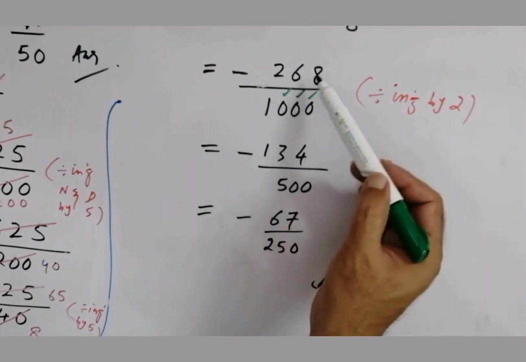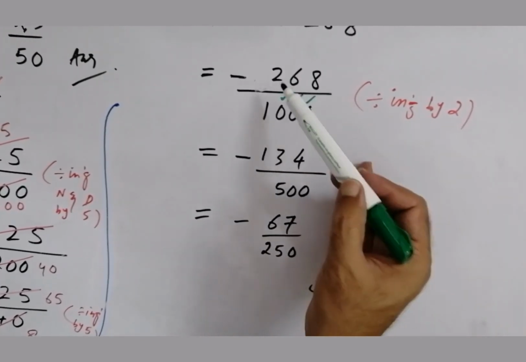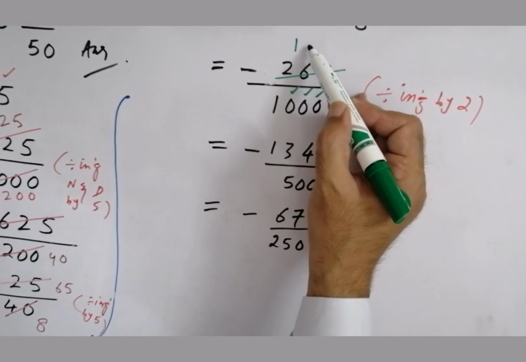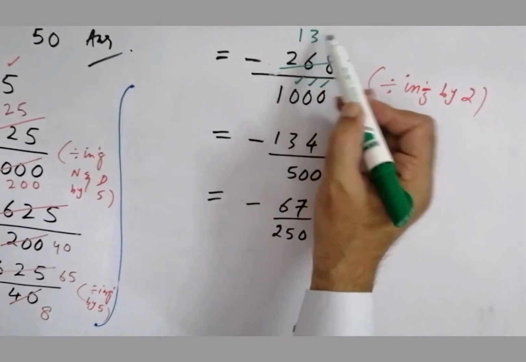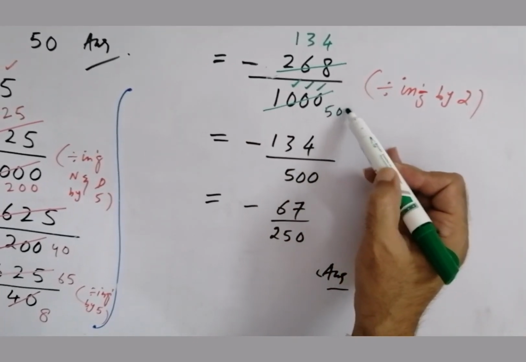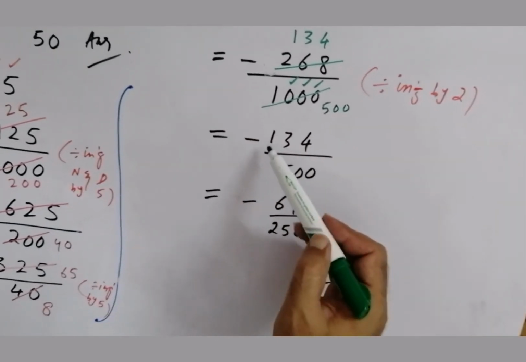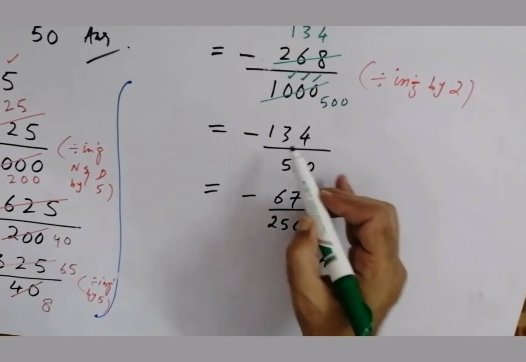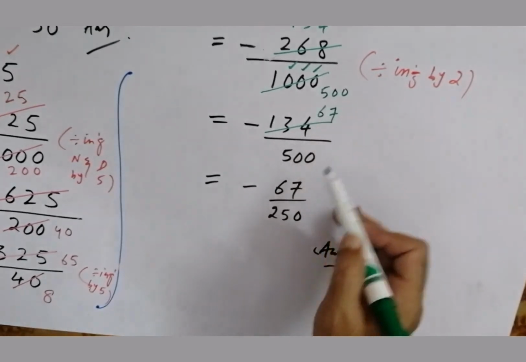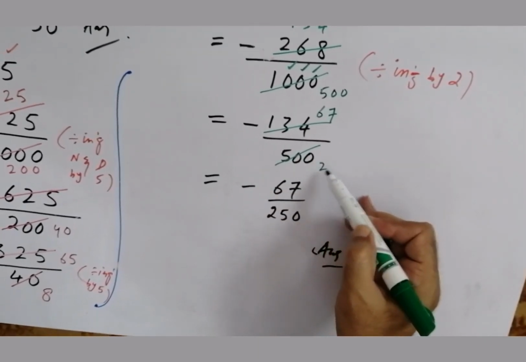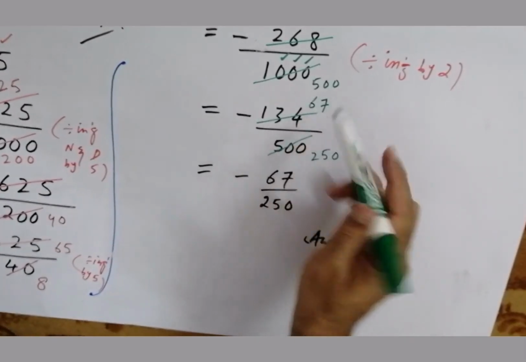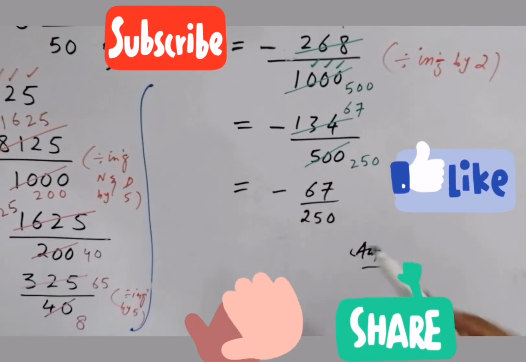Now we can divide 268 and 1000 exactly by 2. So we cancel this by 2. 2 1s are 2, 2 3s are 6, and 2 4s are 8, and here 2 5s are 10, 0 and 0. So we are having now 134 divided by 500. Again we can divide this by 2. 2 6s are 12 and 2 7s are 14, and 2 2s are 4, then 2 5s are 10, 0. So we are having now 67 divided by 250 as our required answer.